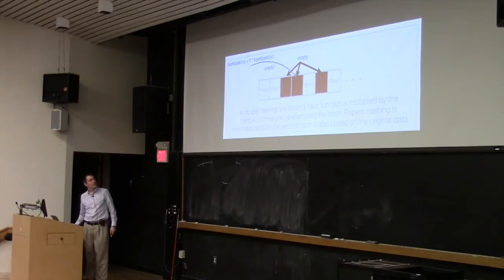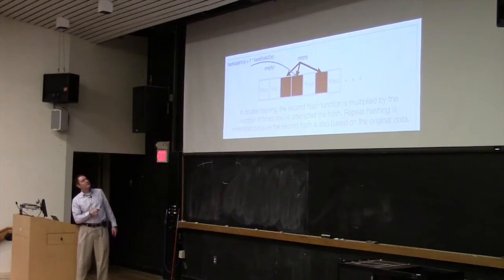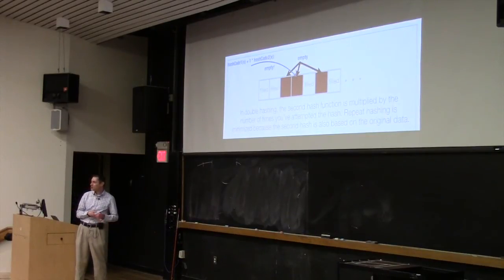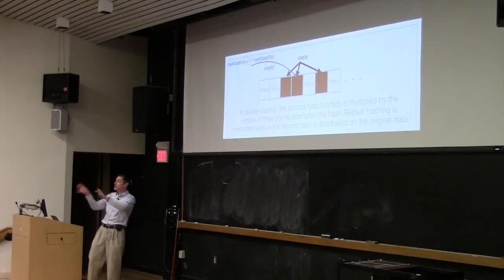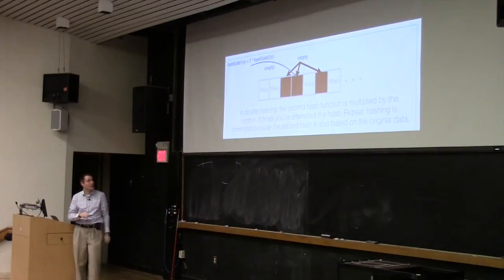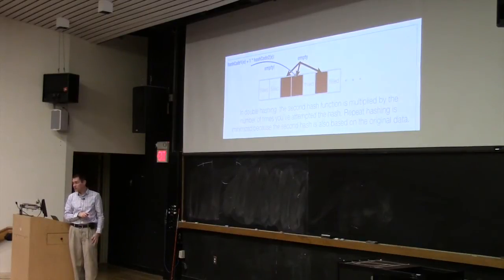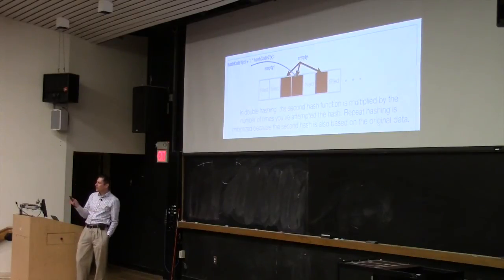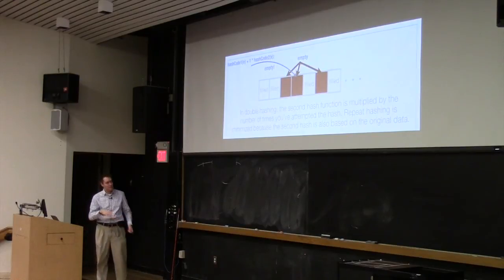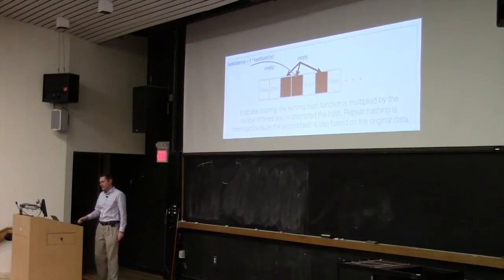In double hashing, the second hash function is the one that's multiplied by the number of times you've attempted the hash. So it still jumps, but it might jump randomly. It might not jump from one place to the next. It'll jump randomly around your buckets, which is kind of what we want, right? We want a nice random distribution. So we'll get that from this.